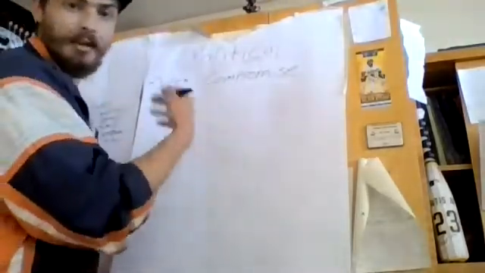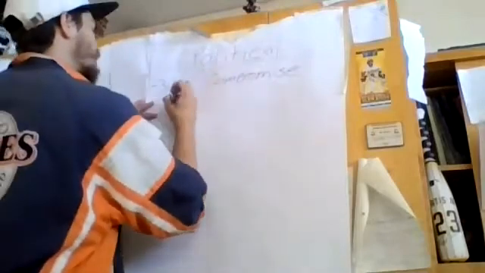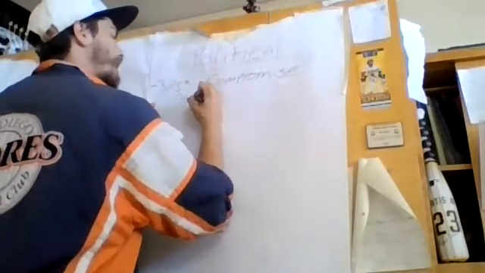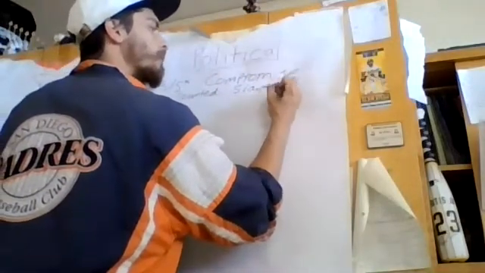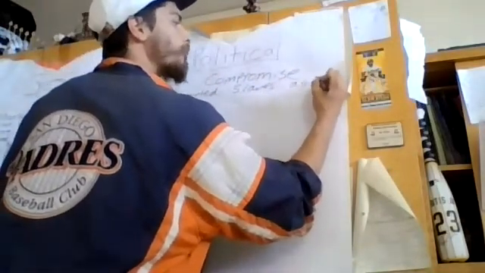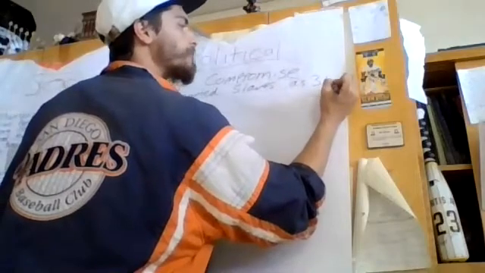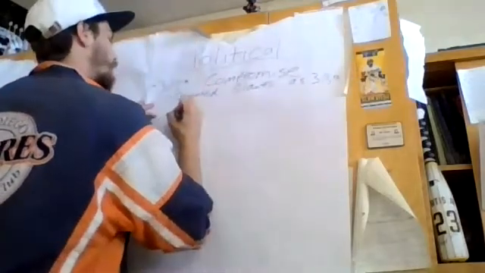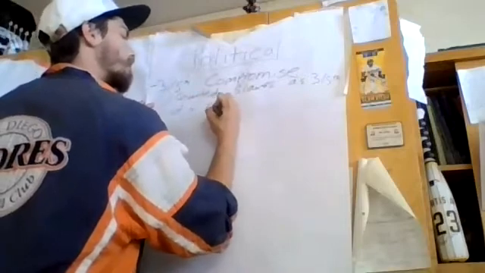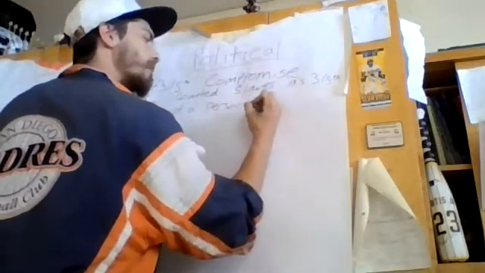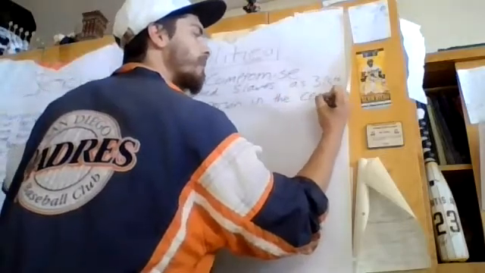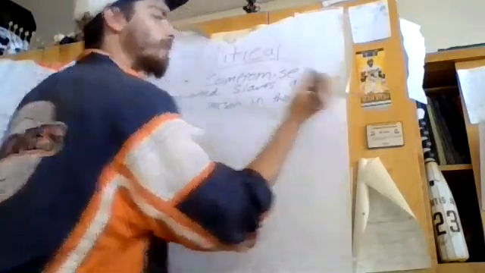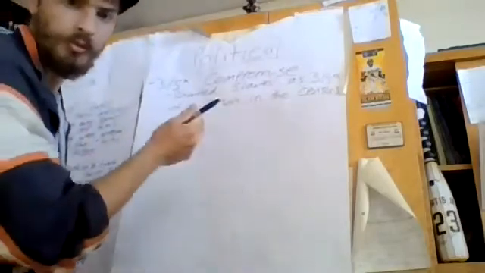So the compromise they made was that they counted slaves as 3/5 of a person in the census. So they counted slaves as 3/5 of a person in the census.